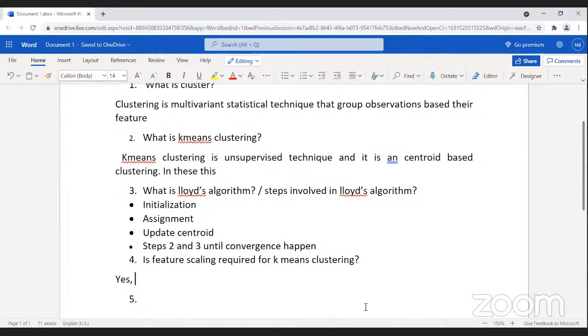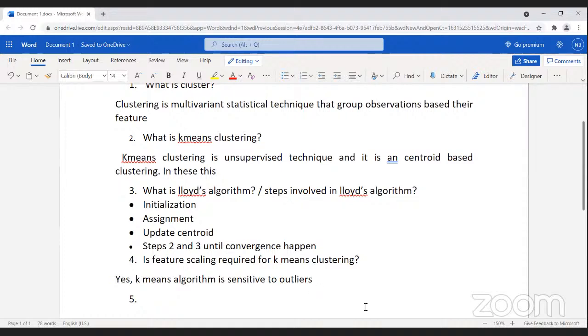Feature scaling is required in the K-means algorithm. Yes, it is required. Because normalization is done for the data set so that it works properly. The K-means algorithm is sensitive to outliers, so we also need feature scaling.